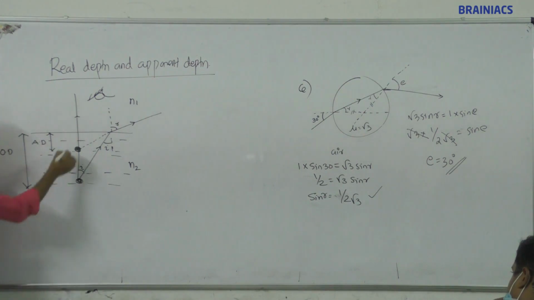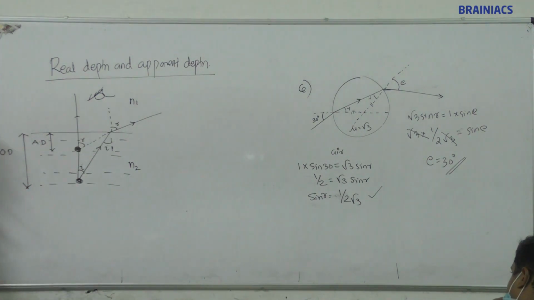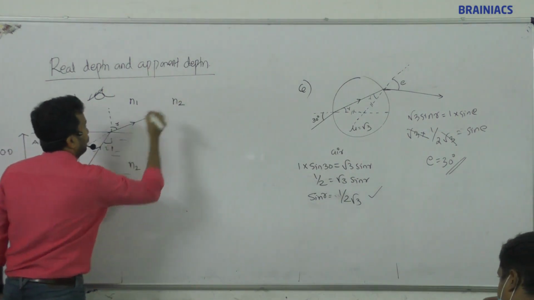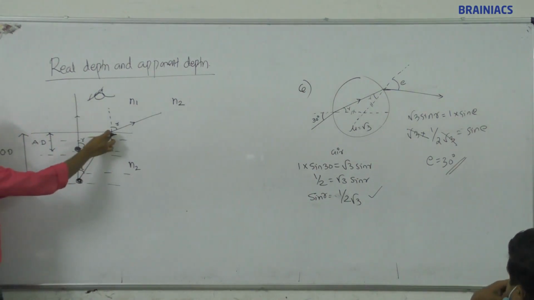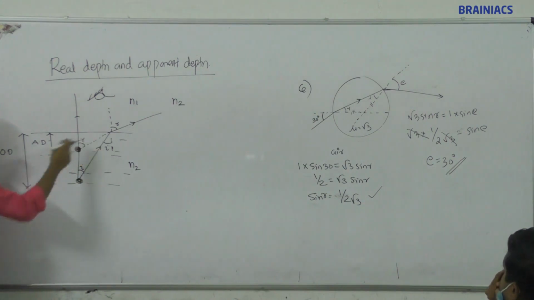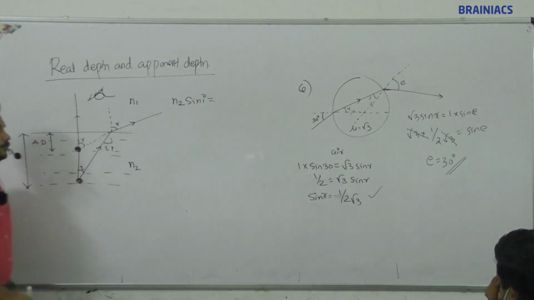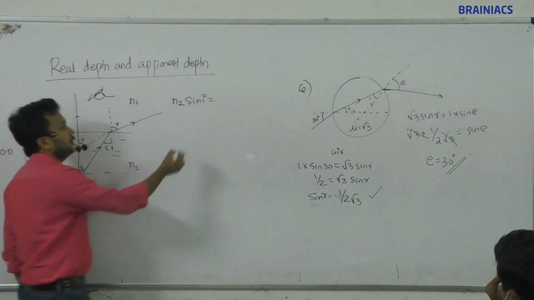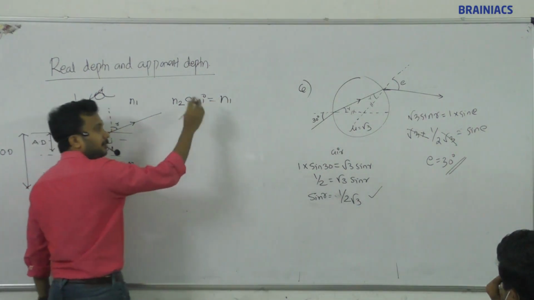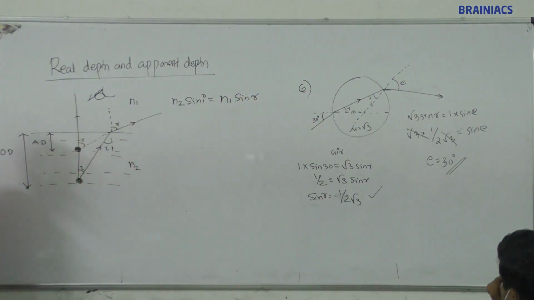Then what is this angle also? This angle is also equal to R. Okay, now I am applying Snell's law. What is Snell's law? Here I am applying Snell's law. For example, N2 into sine of the angle of incidence, sine I, is equal to what is coming? N1 is here. I know N1 is 1. N1 into sine R. Okay.